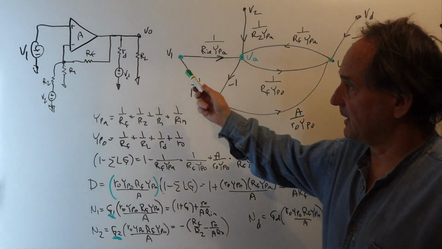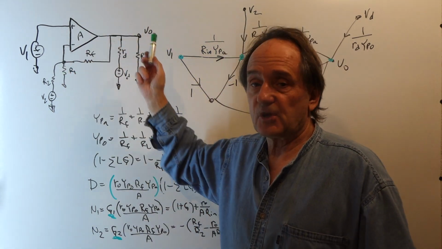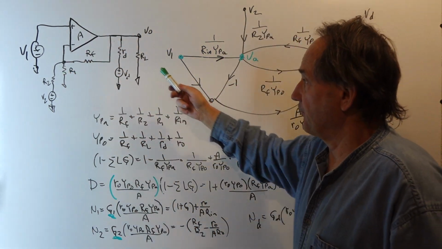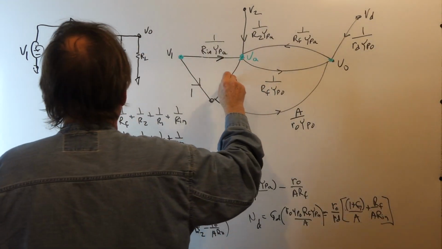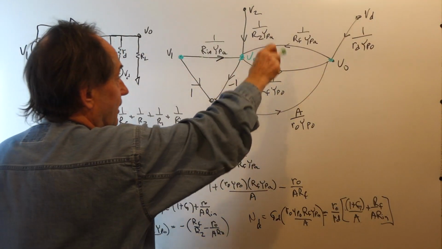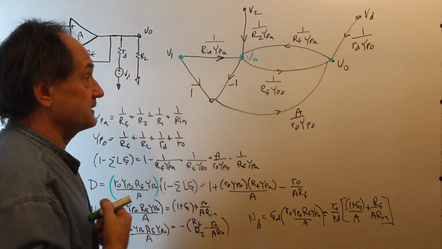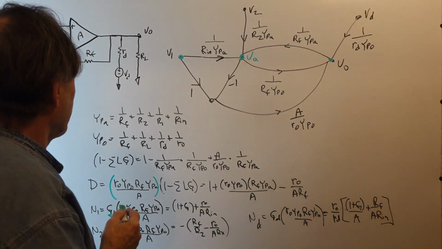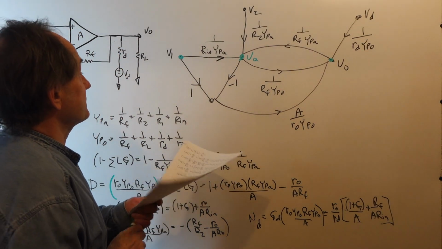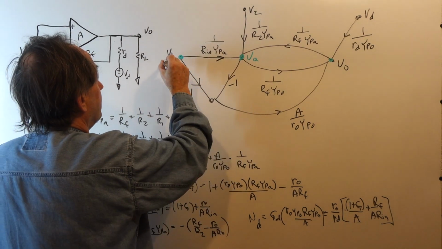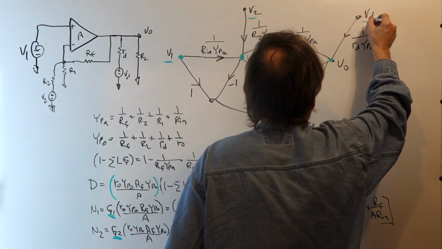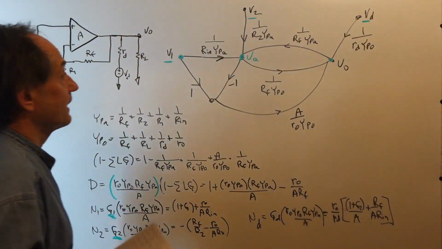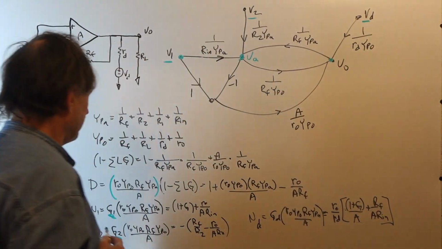Whenever I have fairly complicated networks like this, I check myself by performing a flow graph analysis. This is the flow graph for this network. I'm not going to get into how I created this. That's for a future lecture. But let's just say we have our three independent sources, V1, V2, and VD. And here's our output node.